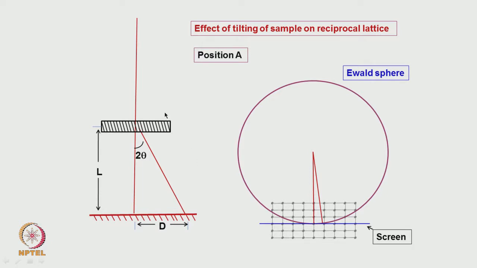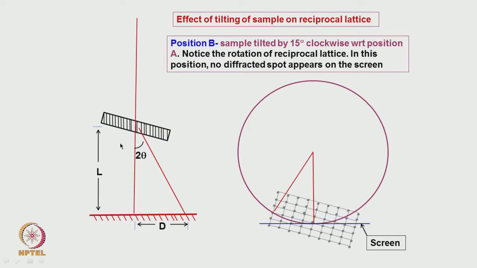If I tilt the sample, what will happen? Because this is related to a sample, the Ewald sphere remains the same because it is fixed by the wavelength of the radiation, correct. What is going to happen is that the reciprocal lattice will tilt. Now, when the reciprocal lattice has tilted, you see that only the spots touching the surface of that sphere are going to appear as the diffraction pattern on the screen, correct. From this you can understand that these two are related to each other. One is tied with the other.